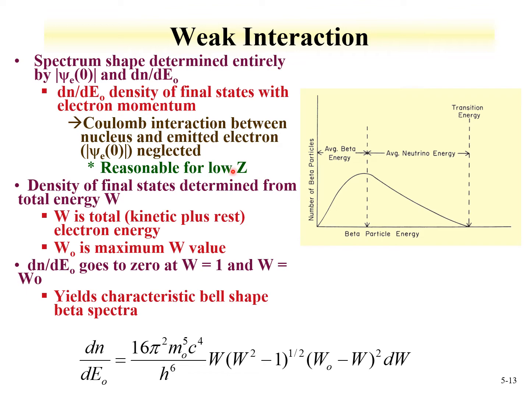There's also another equation, which is listed here for a density of states as a function of energy, where we talk about the total energy of the system, where that's the kinetic energy plus the rest energy. So we use the kinetic energy, a rest energy of 1, and then the kinetic energy included goes to some maximum value. We can solve for this equation, and we can also get the characteristic bell-shaped beta spectrum.